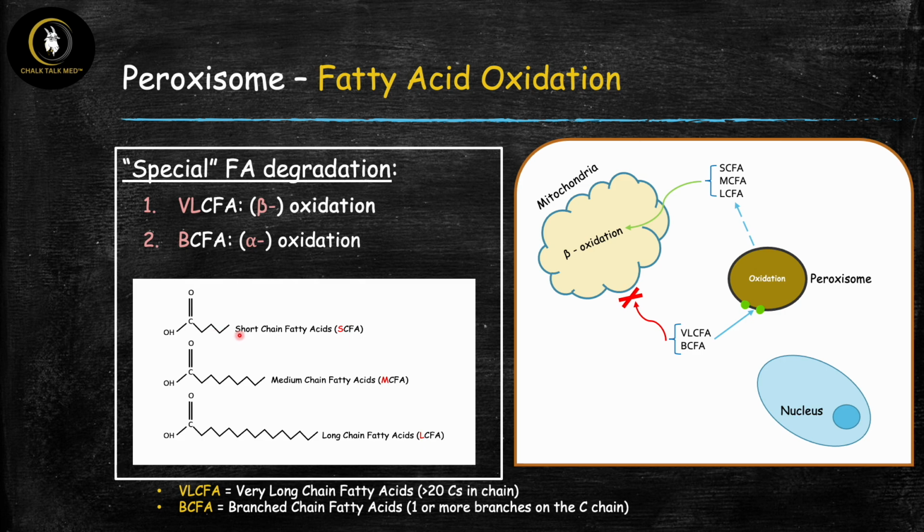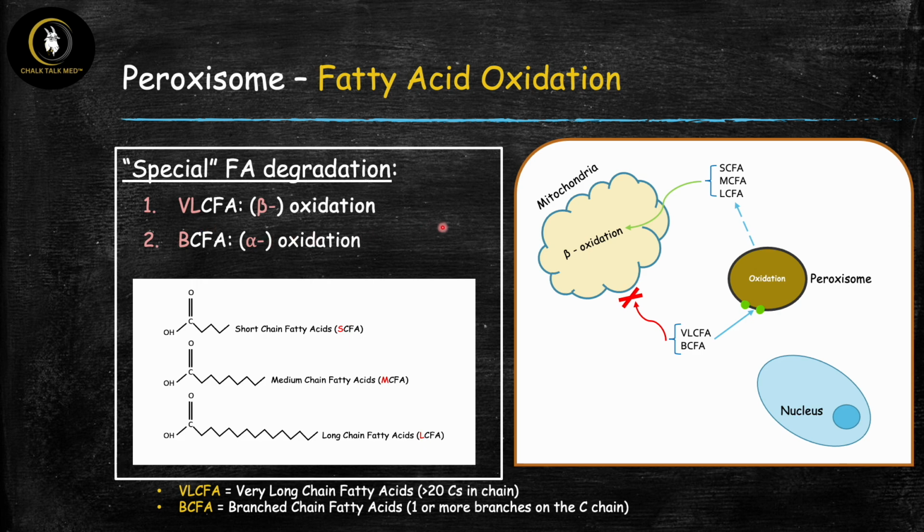So if you have short ones, they're called short chain fatty acids. If you have medium ones, they're medium chain fatty acids. And you guessed it, the long ones are known as long chain fatty acids. Now, if you have very long chain, so more than 20 carbons in the chain, these are known as very long chain fatty acids. And then if there's actually 1 or more branches on the carbon chain, these are known as branch chain fatty acids. So that's what these 2 terms mean right here. Very long chain and branch chain fatty acids. And these are the 2 that we're concerned with because these are the 2 that are degraded in the peroxisome.